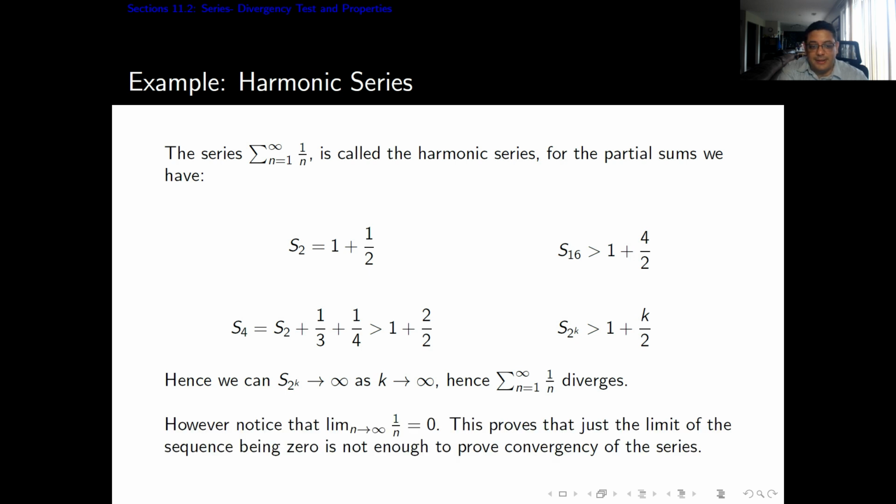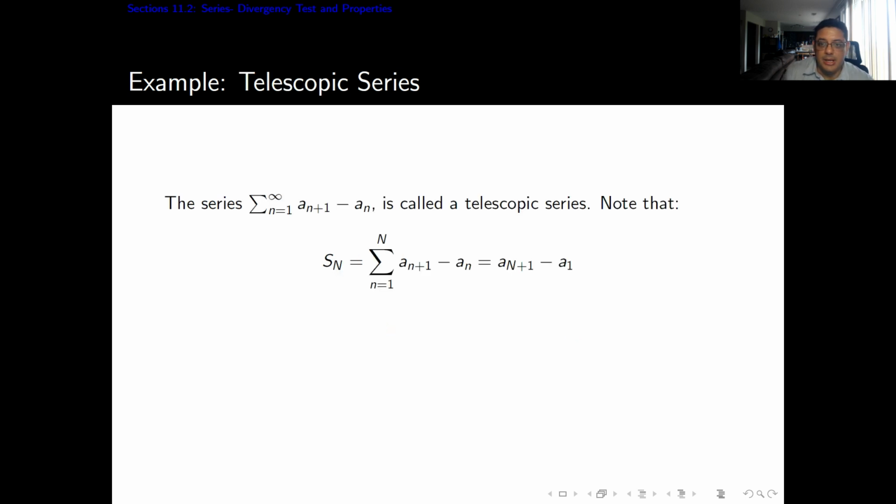Now, notice that if we take the limit of the sequence 1 over n, that is 0. And so that implies that it's just not enough to have 0 as the limit of the terms to prove that the whole series by itself is going to be convergent. Now, let's take a look at some other series and some other properties before we actually jump to some examples.